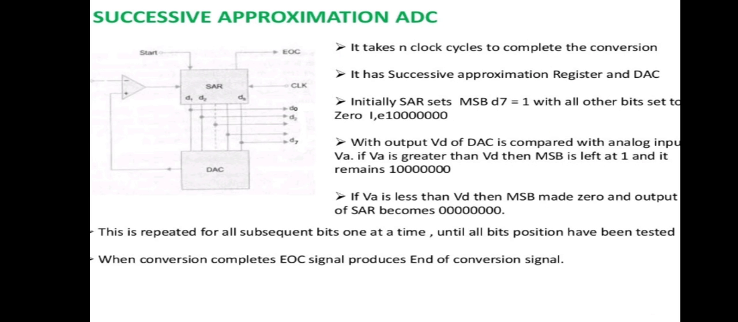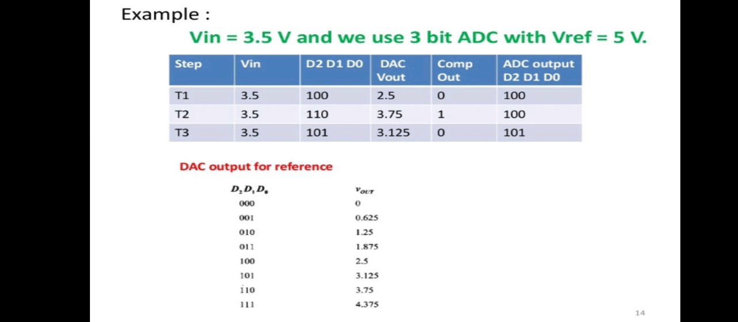If VA is greater than VD, then the MSB is left at 1 and it remains. If VA is less than VD, then the MSB is made 0 and the output of the SAR becomes zeros. This is repeated for all subsequent bits, one at a time, until all bit positions have been tested. When conversion is complete, the EOC signal produces the end of conversion signal. Example. Thank you.